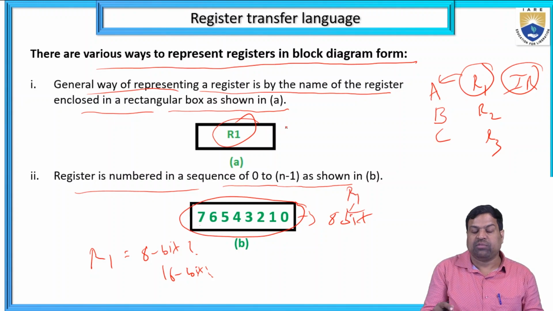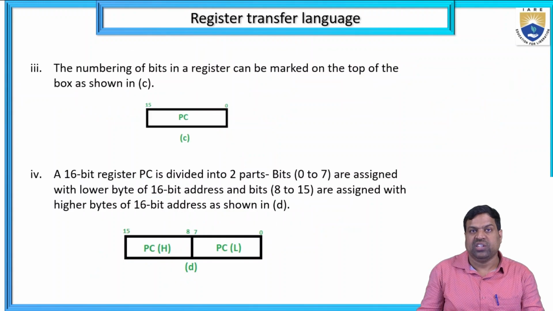But here I have the R1 register, and what the size is I don't know, but we have to identify it. Here we are clearly representing 0 to 7, which means 8 bits of the register, that is R1. Here I am representing the R1 register. Okay, like this. So these are the various ways of representing the register.